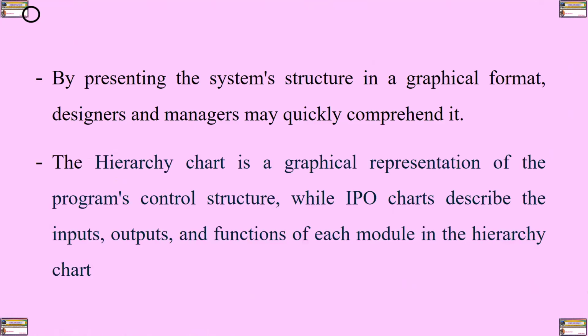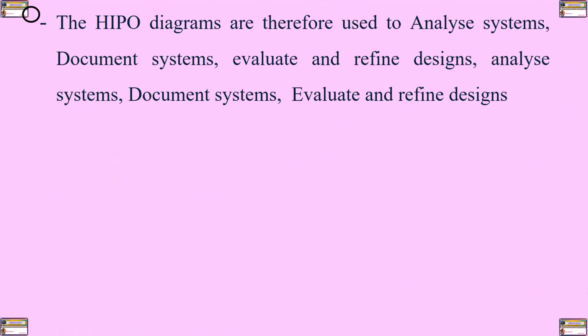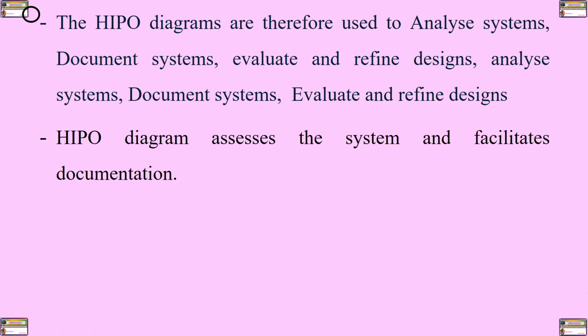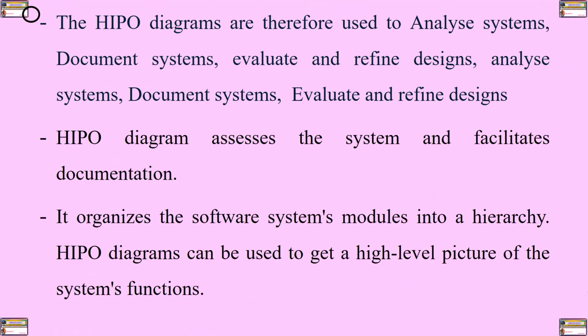The hierarchy chart is a graphical representation of the program's control structure, while HIPO charts describe the inputs, the outputs, and the functions of each module in the hierarchy chart. HIPO diagrams are therefore used to analyze systems, document systems, and evaluate and refine designs.